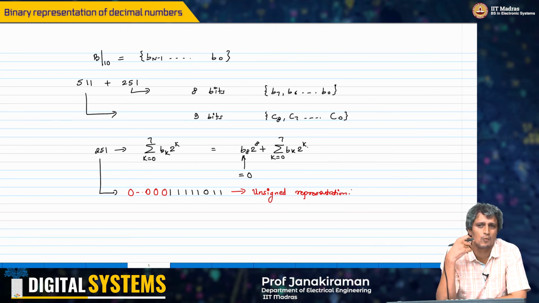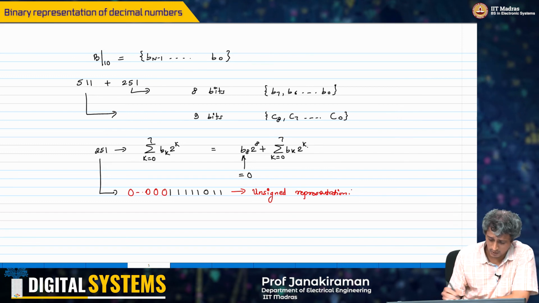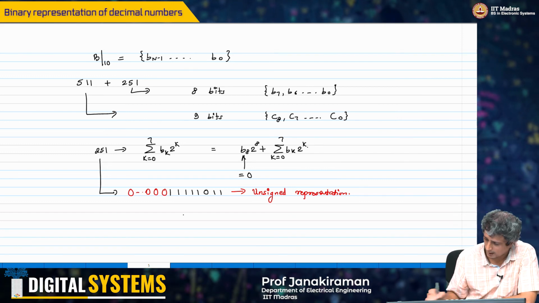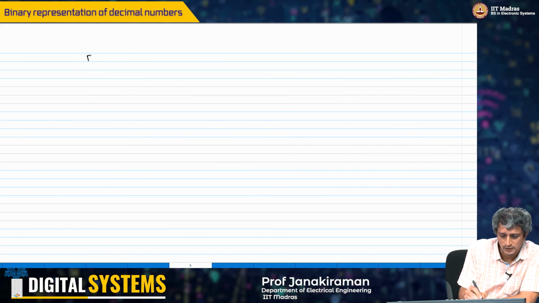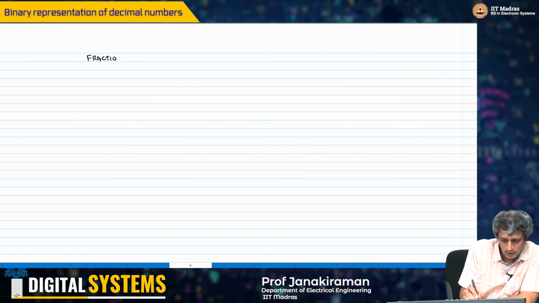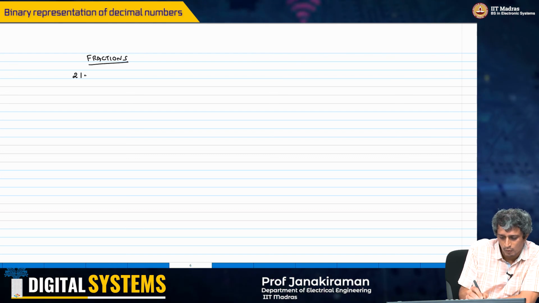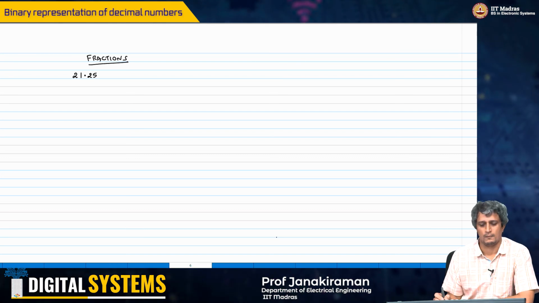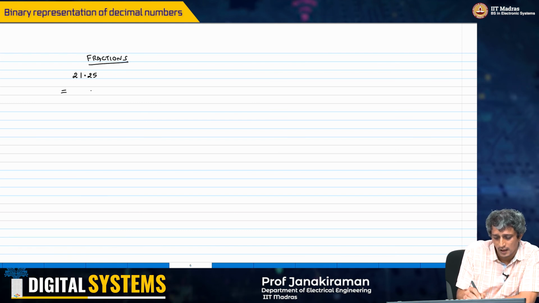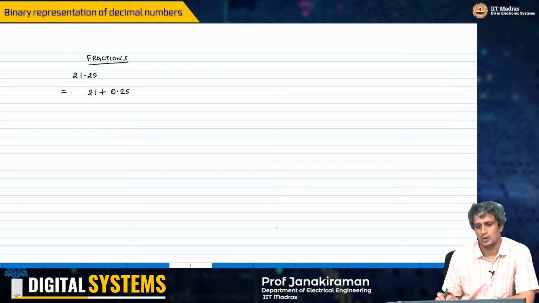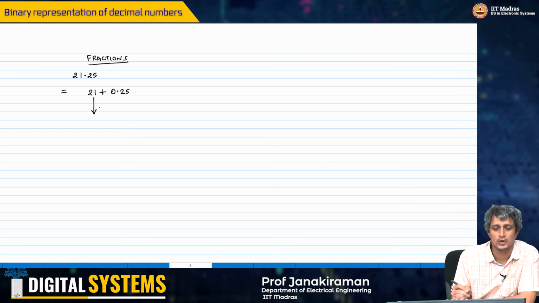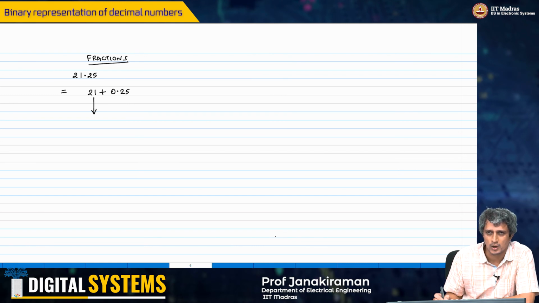Now, having represented the integers in this way, what about fractions? So I am now going to deal with fractions. Let's say I have the number 21.25. I can write this as 21 plus 0.25. Now this one can be converted to a binary number. Let us see.